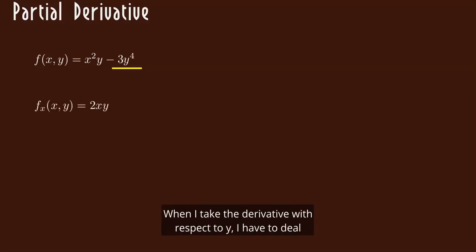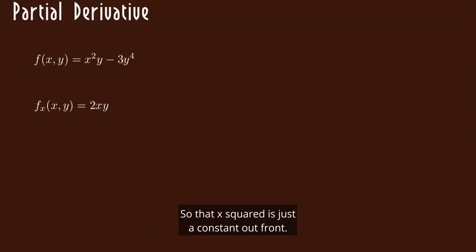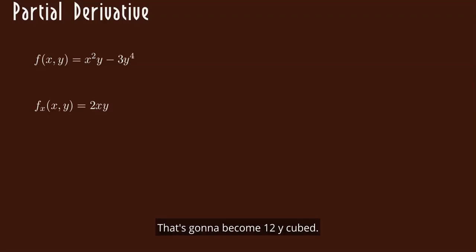When I take the derivative with respect to y, I have to deal with both terms because they both have y's in them. The first one, I have something times y, so that x squared is just a constant out front. And then I have minus 3y to the 4th. That's going to become 12y cubed.